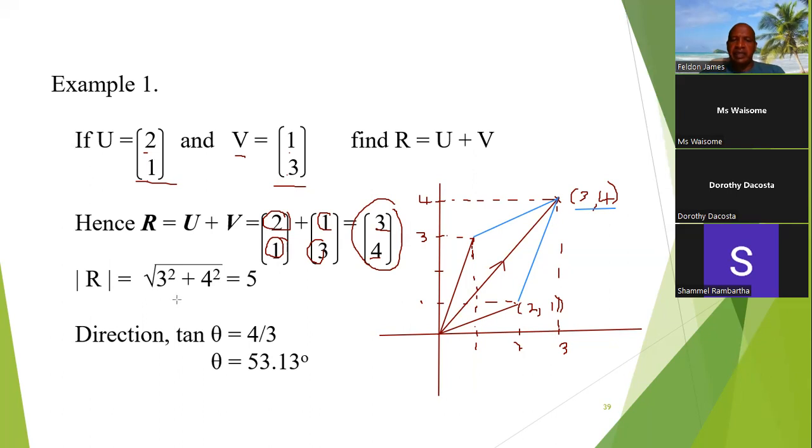So 3 squared is 9, 4 squared is 16. When you add 9 plus 16, you get 25. So you get the square root of 25, which is 5. So it means that R would be simply equal to a magnitude of 5. And that's how you calculate the magnitude of the resultant vector after you add the component vectors.